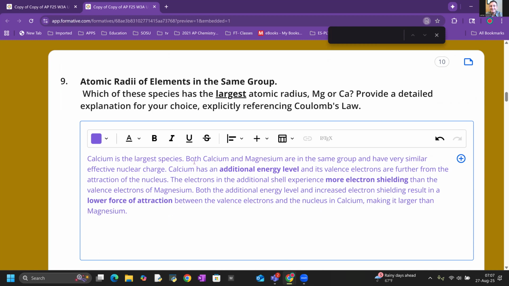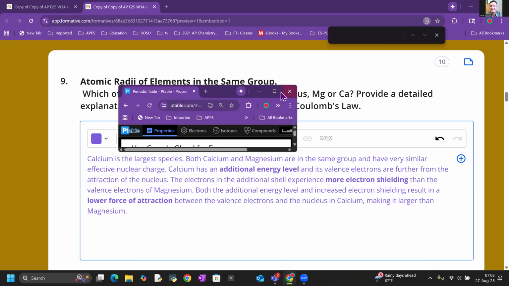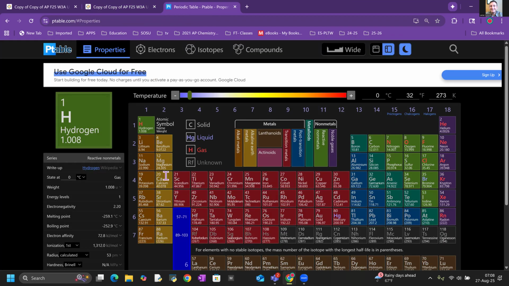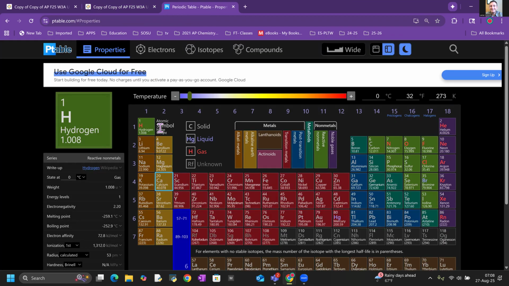Now, one thing we noticed is that both calcium and magnesium are in the same group. What does that mean that they are in the same group? So if we go to our periodic table, we see calcium and magnesium are in the same group. They're both in group 2, right? They both have the same number of valence electrons.